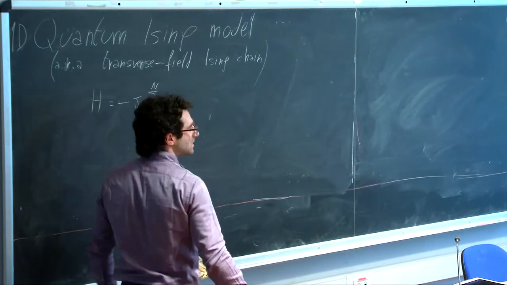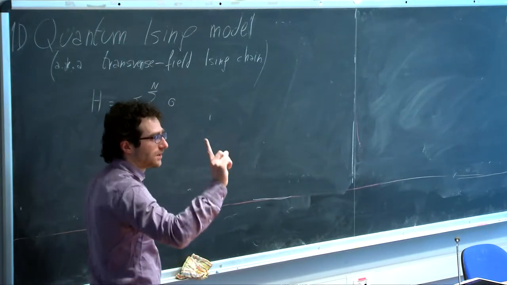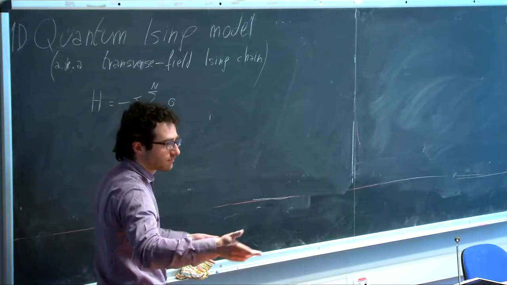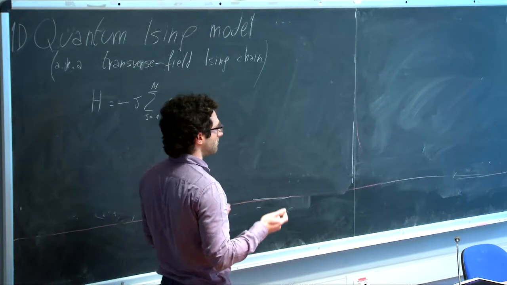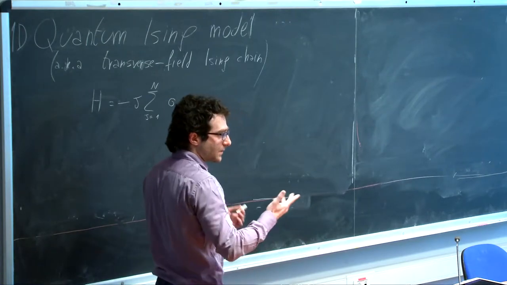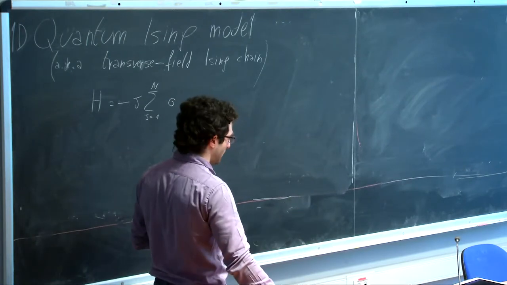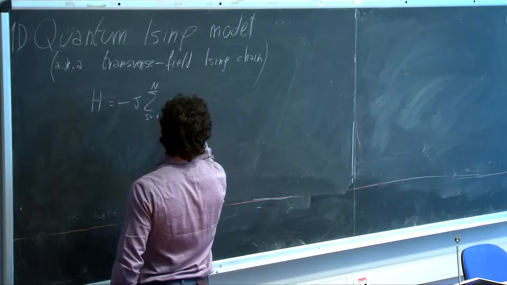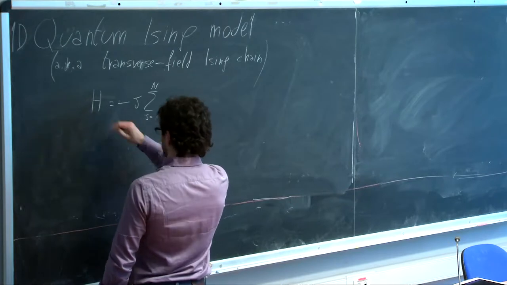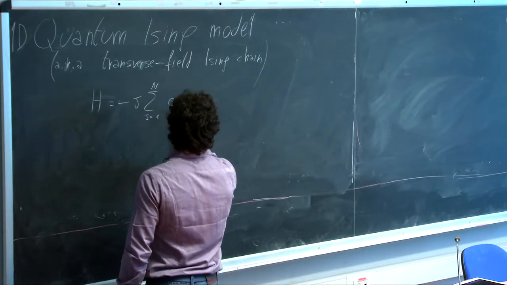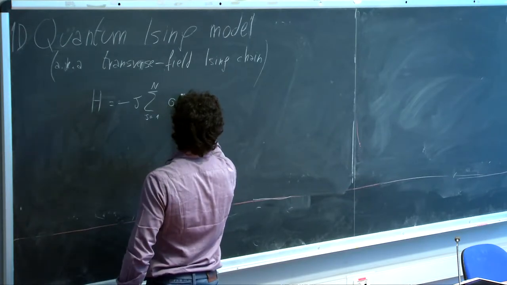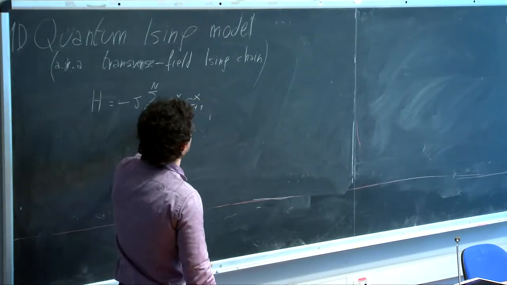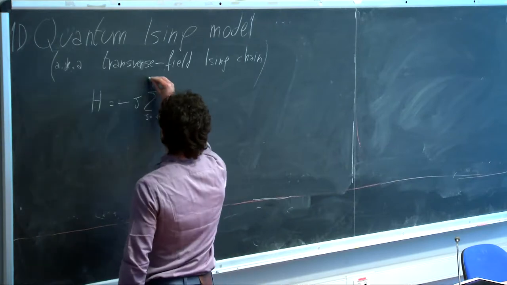Now, instead of classical spins, which are just variables that assume values plus 1 or minus 1, or 0, 1, we have quantum spins that we can represent, as we have seen in the first lecture, by Pauli matrices. So generally the Hamiltonian is written in this form. There is some interaction between nearest neighbor spins in a given direction, for example x. Let's call this the x direction.